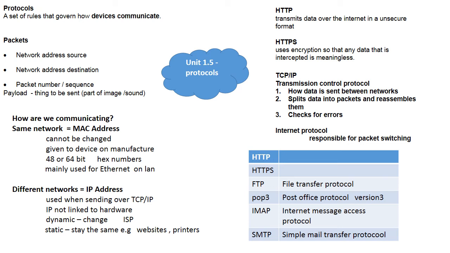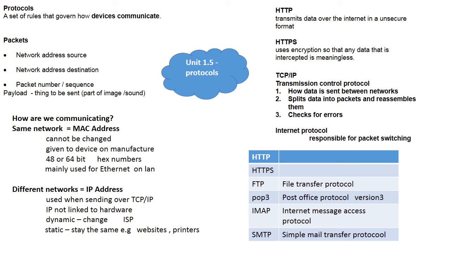When we're communicating between different networks, that's when IP addresses start coming in. So used when sending over the Transmission Control Protocol/IP. IP is not linked to hardware. You can have a different IP address on the same piece of hardware. So my phone, when I connect in school, will have one address. When I go home, it'll have a different one. If I go to somebody else's house, it'll have a different IP address. They can be dynamic or static. Dynamic means they change. Static, they stay the same.